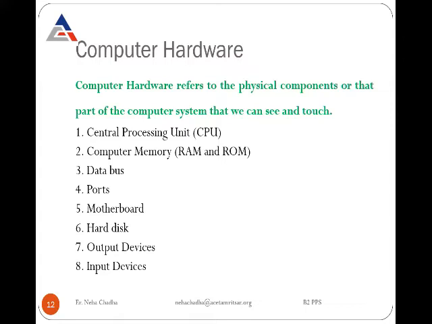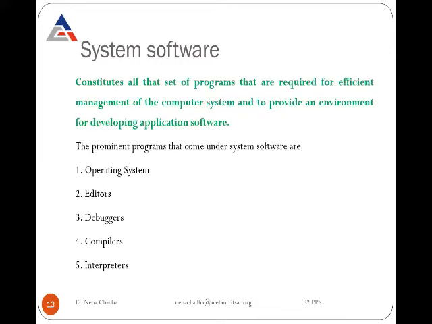Then some ports are there. Ports are where you plug in your devices like USB. Sometimes you plug in your keyboard or your mouse by using the CPU ports. Then the motherboard is in the CPU. Hard disk is there, and output devices and some input devices. These are all the physical components of the computer system that you can feel.